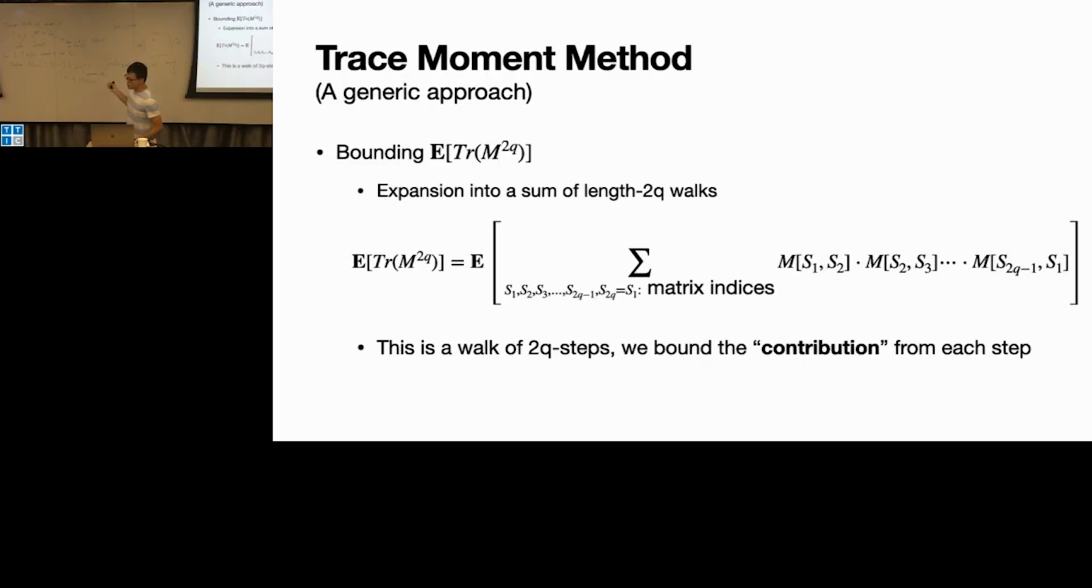So now this is a self-contained combinatorial question. For these specific matrices you have, how do you bound the trace of the matrix raised to power 2q? And this is like a direct counting argument of length 2q walks. Because this is a walk of length 2q, we're just going to bound the contribution from each step of the walk. And this is the main ingredient, really.